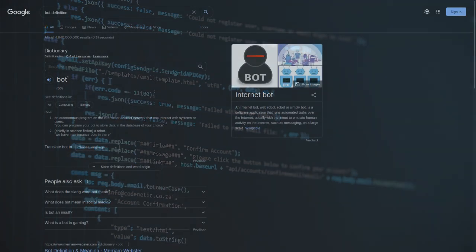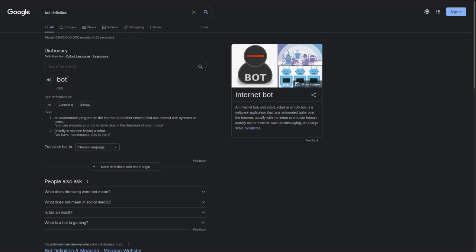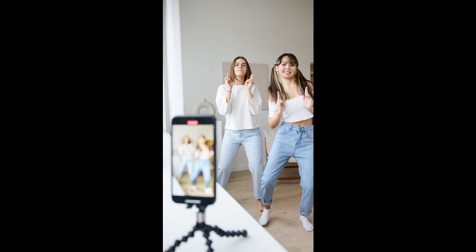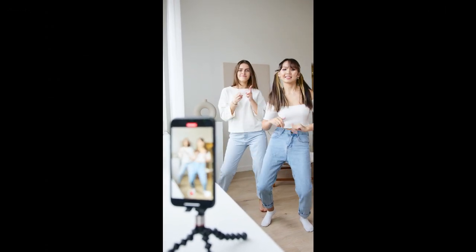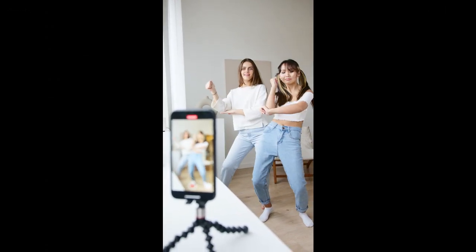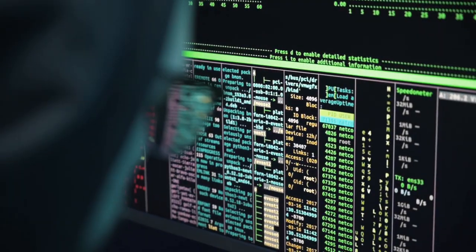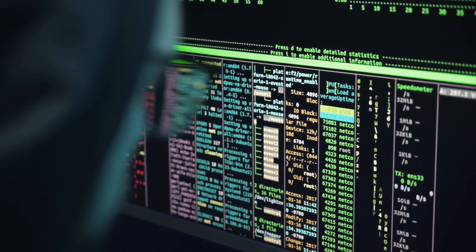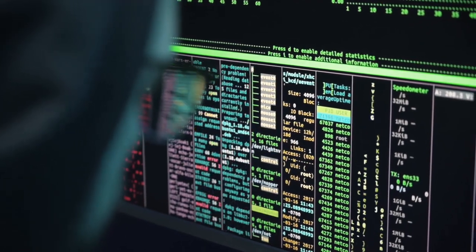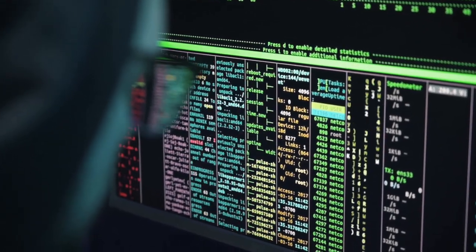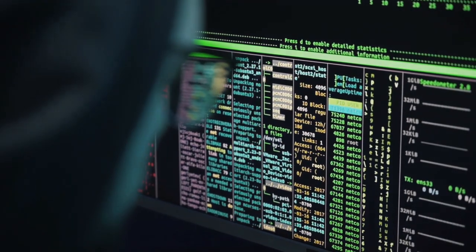A bot is defined by Google as an autonomous program on the internet or another network that can interact with systems or users. As you probably know, bots exist on all social media platforms. A widely spread claim is that bots do not just exist on social media, they populate most of it. So in this video we are going to see what stands behind this claim and what bots are all about.